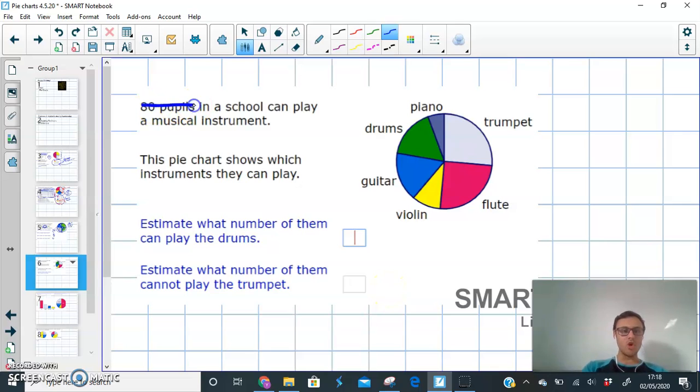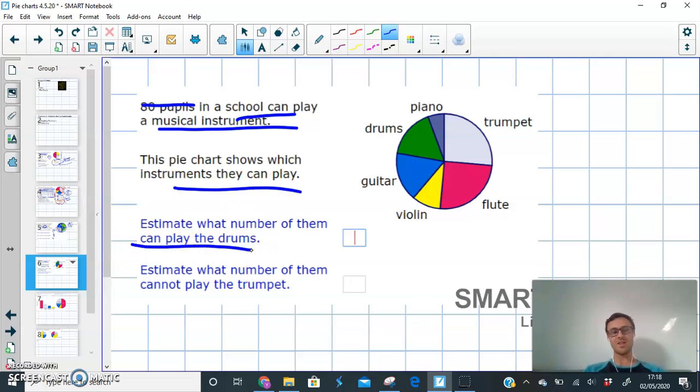Now, we've got 80 pupils in a school who can play a musical instrument. The pie chart shows the instruments they can play. This time it wants you to estimate the number of them that can play the drums. Well, here we go. That's my drums section there. I've got to now imagine how many times I can fit that into my pie chart. So I'm going to sort of go like that. I'd say that's about another one. That's about another one. That's about another one, and probably just there as well.